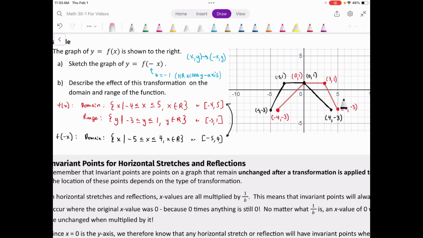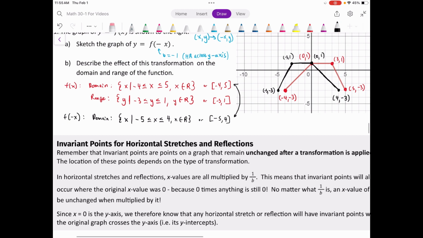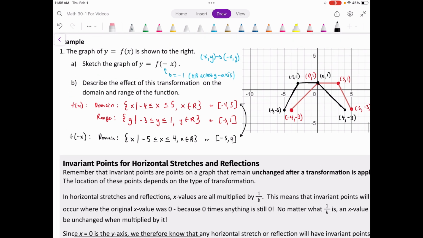Right? So what used to be the highest it ever got, or the most positive value it had on the x-axis, has now become the lowest, the most negative x value, right? And vice versa. What used to be the most negative, lowest x value has become the greatest, most positive x value here. Okay? Makes sense for a reflection. So the domain has essentially gotten flipped around because we horizontally reflected it.